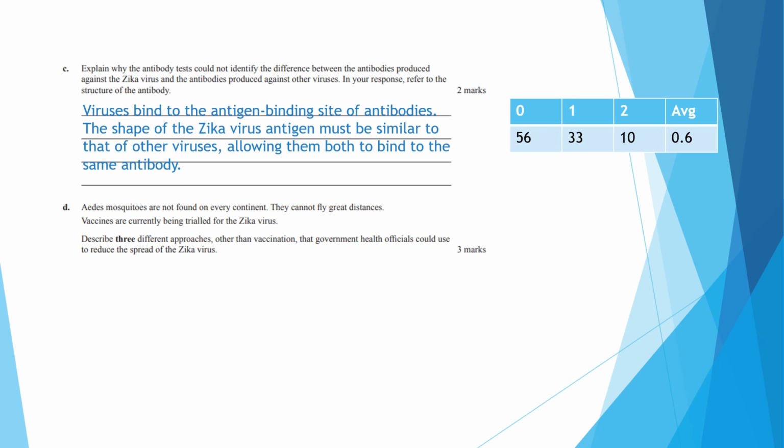Part D talks about the Aedes mosquitoes not being found on every continent, and they can fly great distances. They cannot fly great distances, sorry. The question asks for 3 different approaches that the government health officials could use to reduce the spread of the Zika virus. I've listed a few measures here. Obviously, you can have some other examples to the ones I've listed.